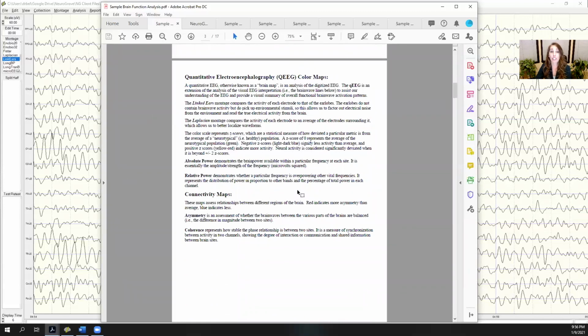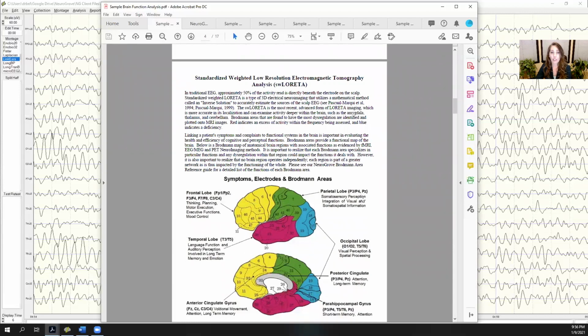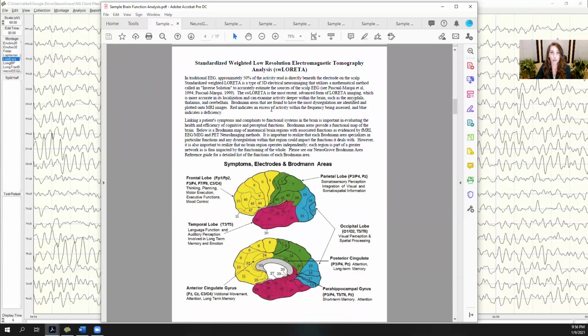Okay, this page is giving you definitions, which we'll be going over, but it's something that you can look back at later. And then this is going to be explaining the sLORETA 3D imaging that we use, which I'll also be explaining in a moment.